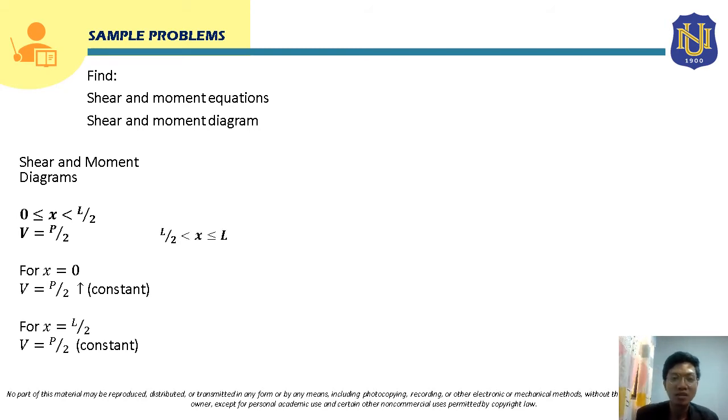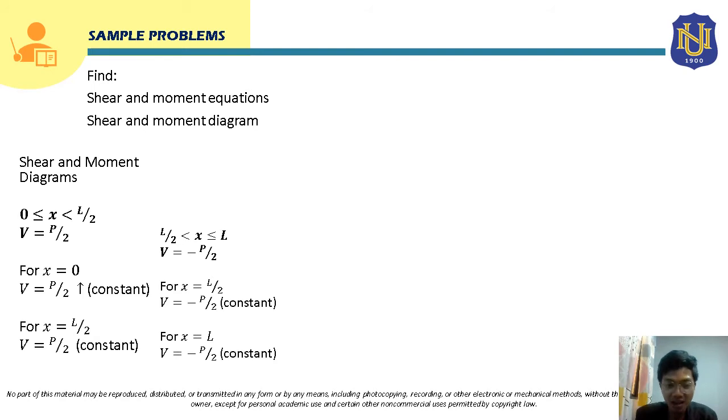Now for the second segment, from L over 2 to L, the shear equation is V equal to negative P over 2. For this, class, this is also constant. So for x equal to L over 2, the shear is negative P over 2. And also for x equal to L, shear is still negative P over 2. So these values of shear are constants.